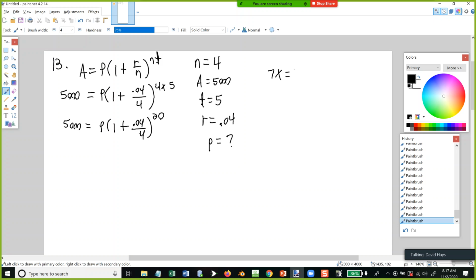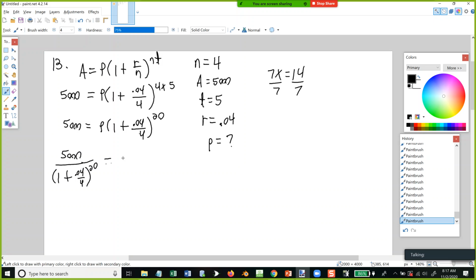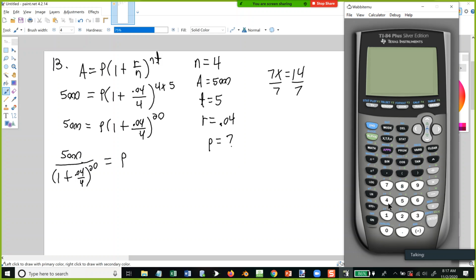Remember, when we solve problems where we had a number beside a variable, we divide both sides by that number. And that's what we'll do here. We'll divide both sides by this number. So we get 5,000 divided by (1 plus 0.04 divided by 4) to the 20th power is going to equal P. And that gives us 4,097.72.